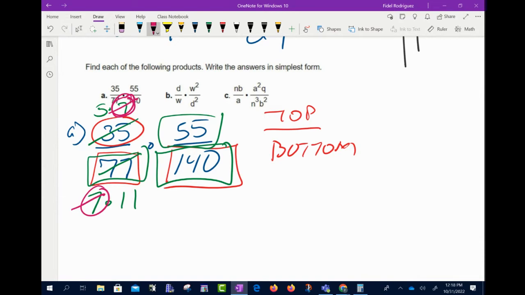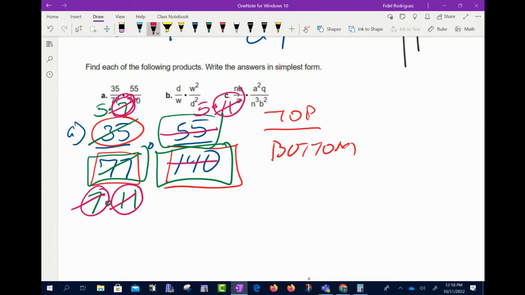And then I would do the same kind of thing here, y'all. I would say, look, when I think of 55, I think of 5 times an 11. And I might say, look, I have an 11 on the top and I still have an 11 on the bottom. So I'm going to get rid of that 11 and that 11, okay?